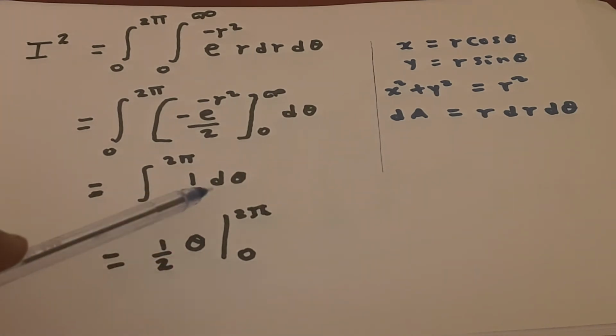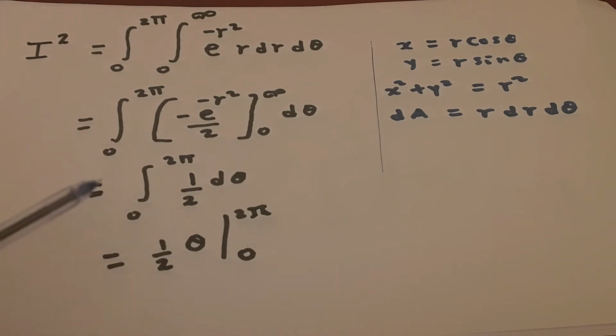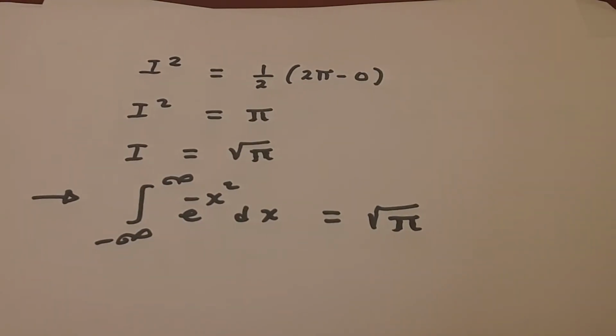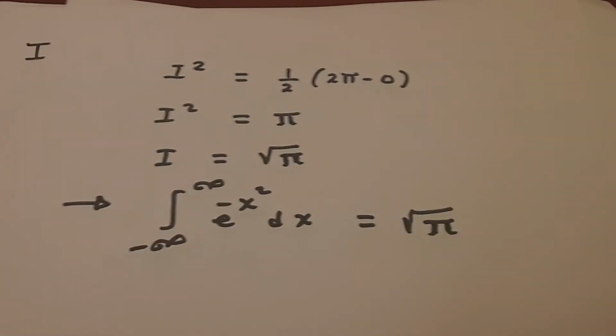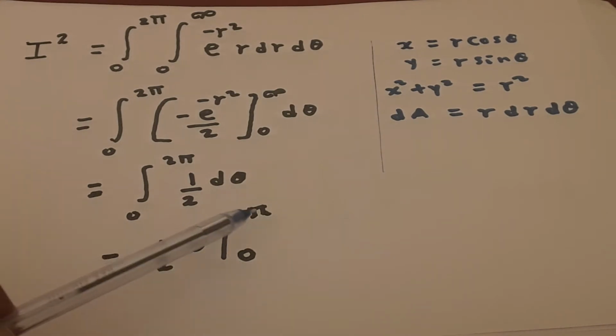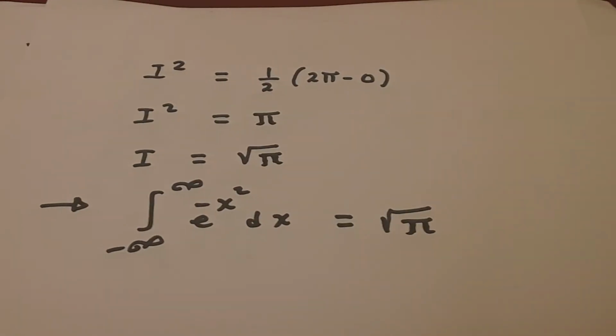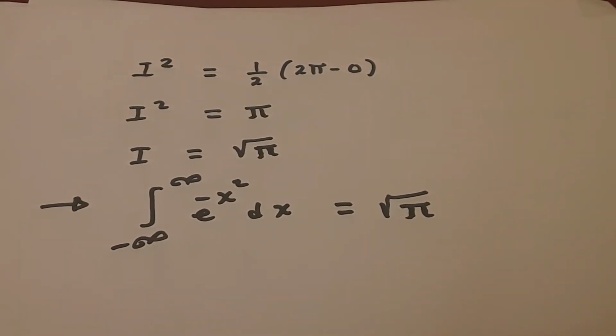Then finally, with respect to theta, theta in this case can also be treated as a variable. So the half moves out, and the integration of d theta is theta. Then you can evaluate at theta is 2 pi and theta is 0. So we get half times 2 pi minus 0. That means at theta is 2 pi, minus at theta is 0. So 2 pi minus 0. So I squared is pi.